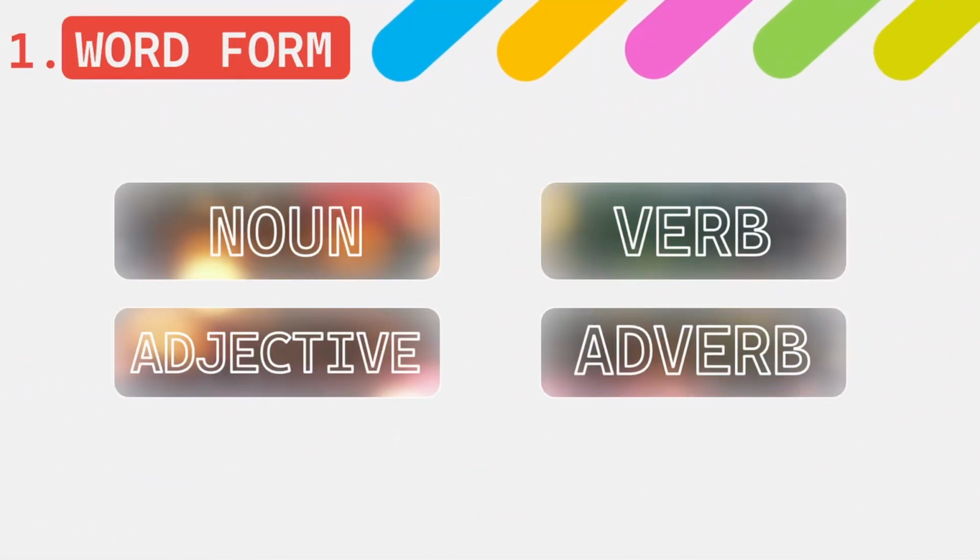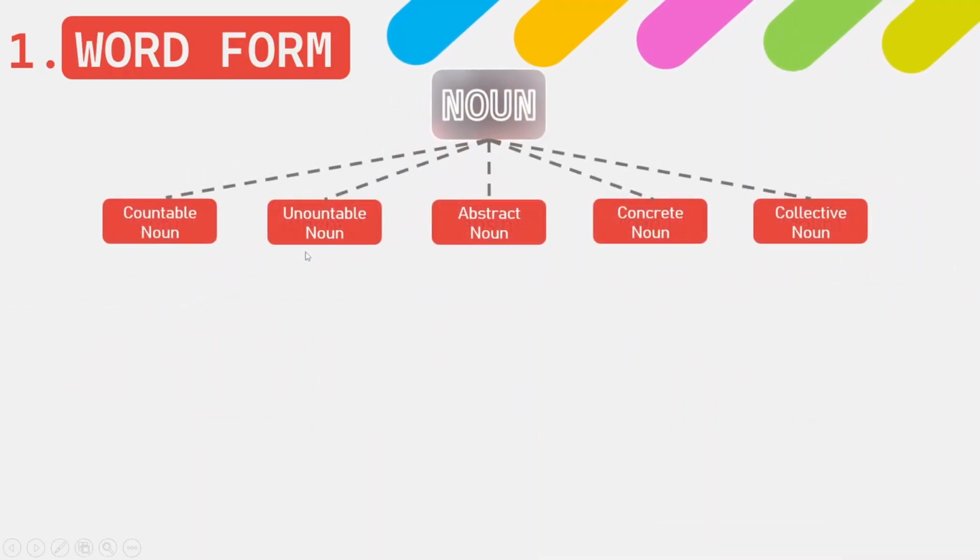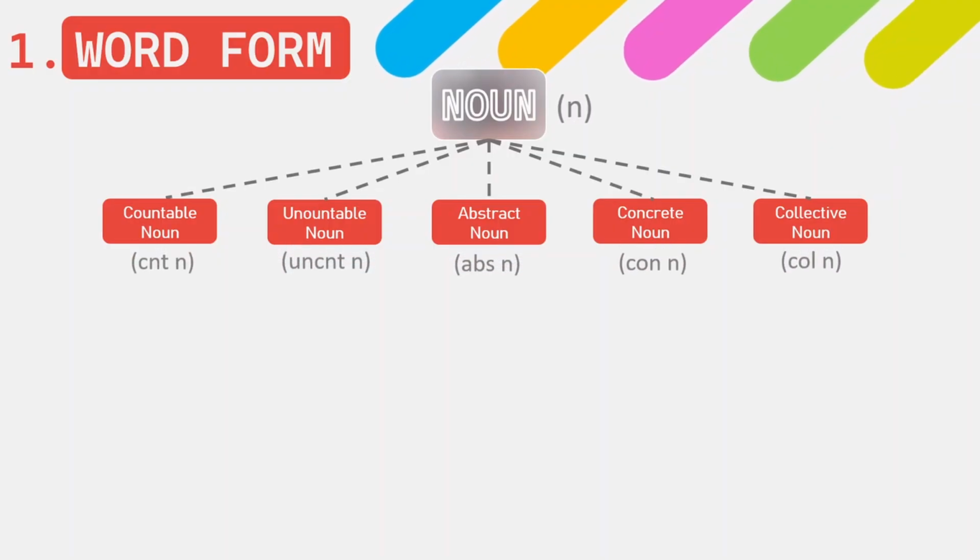In word verbs, we have 4 main parts of speech: nouns, verbs, adjectives, and adverbs. In nouns, we have 5 major types. Before that, let me add a short note. In the future, we will use these categories for more convenient word interaction. The first one is countable nouns.